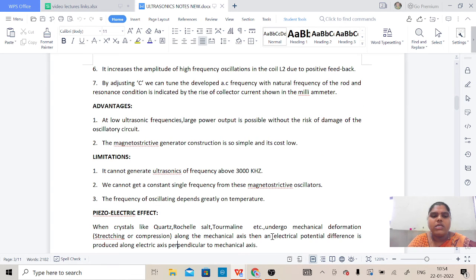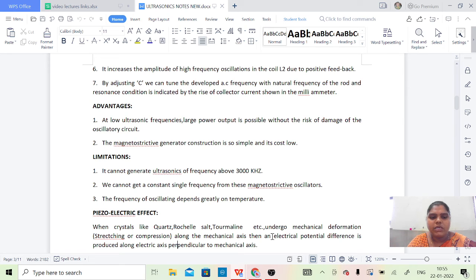Now let us see the advantages of using this magnetostriction method. At low ultrasonic frequencies, large power output is possible without the risk of damage to the oscillatory circuit. That is a very good advantage. And next, the magnetostrictive generator's construction is simple and its cost is low, due to the components. So that is also a wonderful advantage.